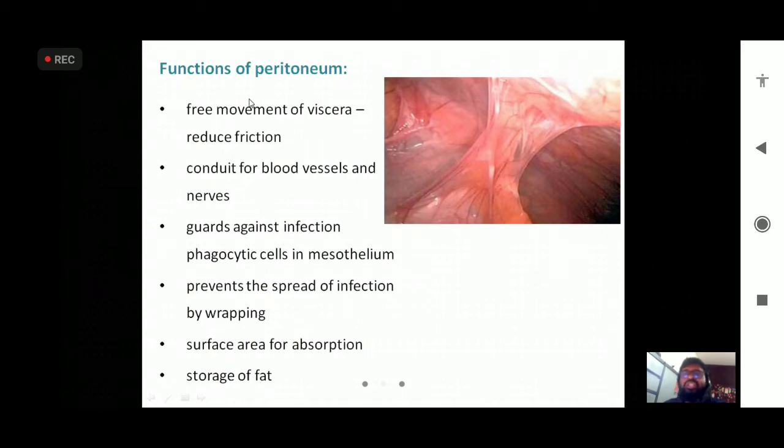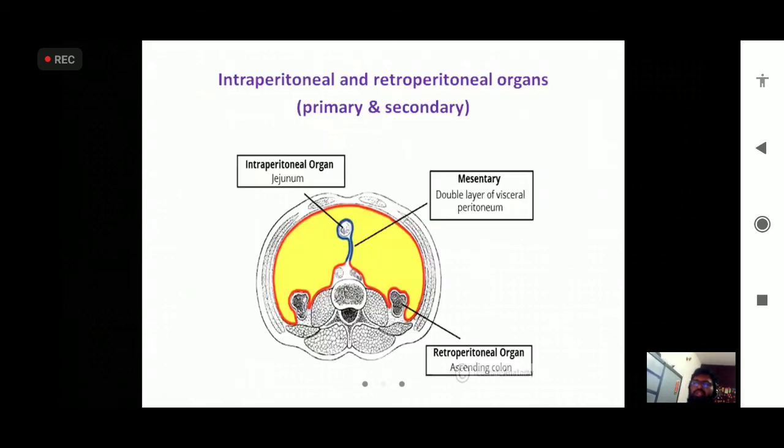So these are in short the functions of the peritoneum, and we should know at least these very important things: free movement of the viscera, conduit for the blood vessels, guards in infection and wrapping, surface area absorption, storage of fat. You can remember. These are the must-know things. And it's easy to remember that there is a huge amount of fat in between the layers.